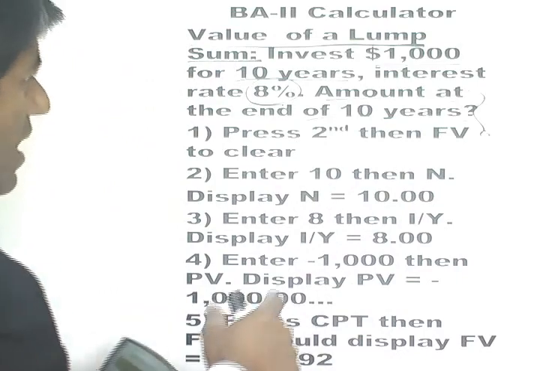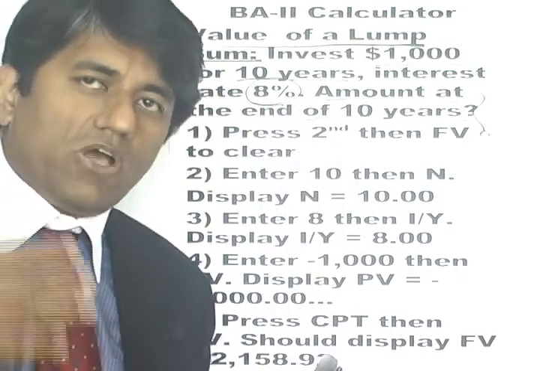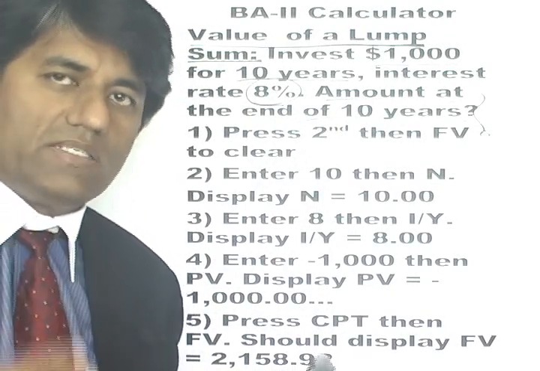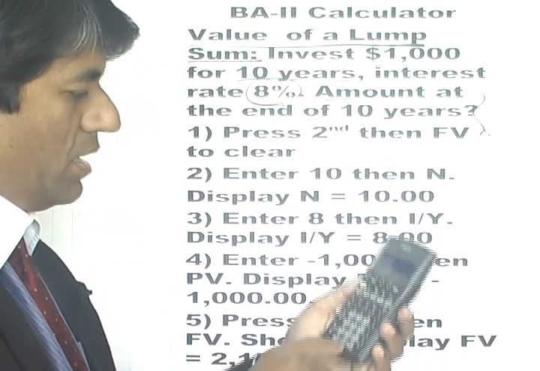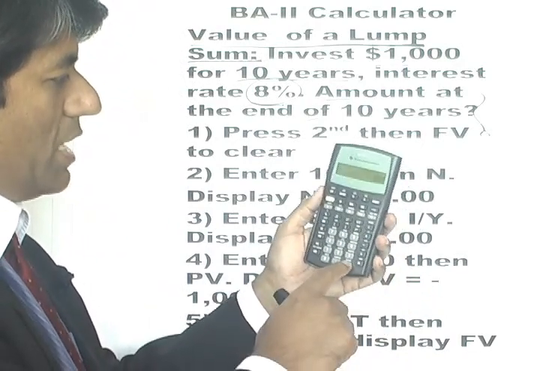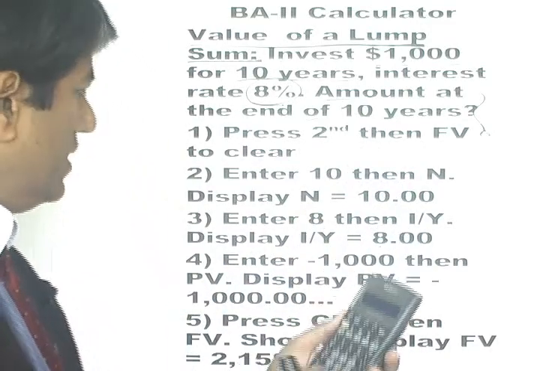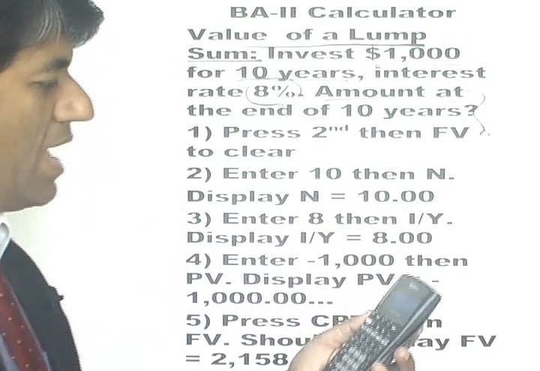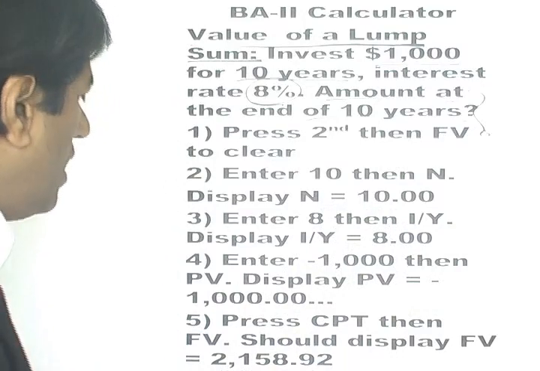After that, enter the amount you invest today, and that's 1,000, but because you're investing it, it's a negative cash flow for you. So you have to put a minus in front of it. You put 1, 0, 0, 0, and then you hit the plus/minus button. You have minus 1,000 on the calculator. Then you hit present value, and it should display PV equal to minus 1,000.